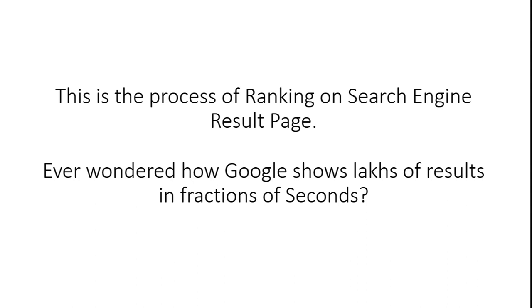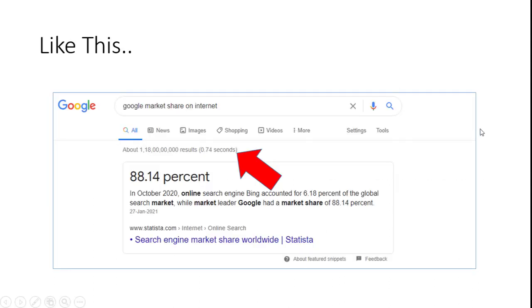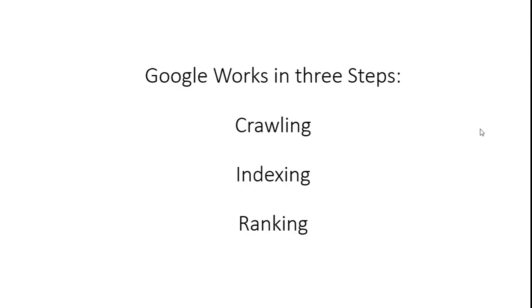Have you wondered how Google shows lakhs of results in fractions of a second? See, if I search, it shows 1 billion results in just 0.74 seconds. How? Google works in these three steps: crawling, indexing, and ranking. We have just studied it. Now that we understand how Google works, we'll be learning SEO in detail, that is the techniques and things we need to implement on our website to increase its traffic.